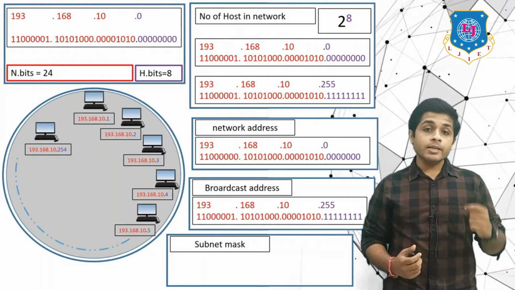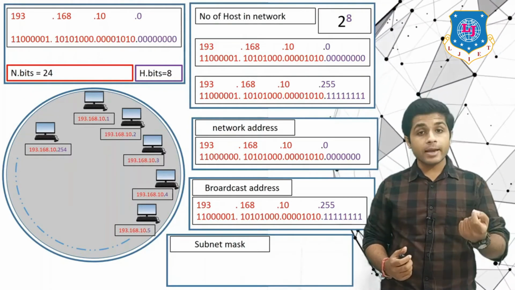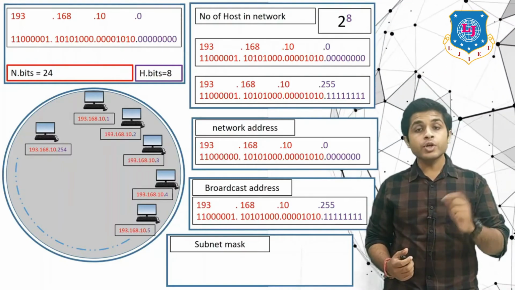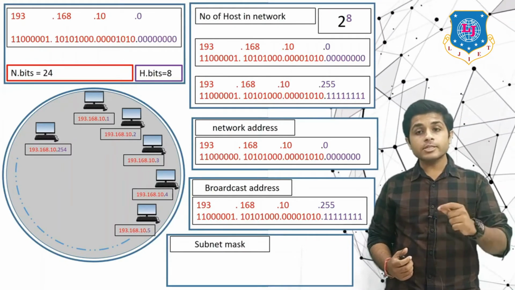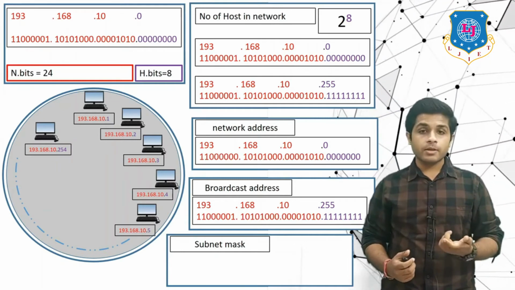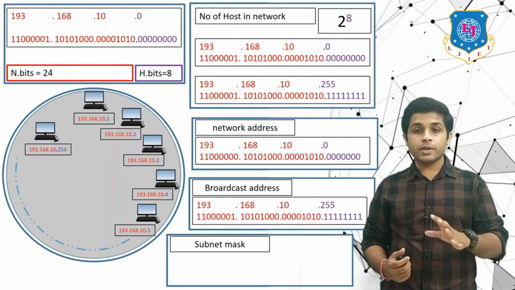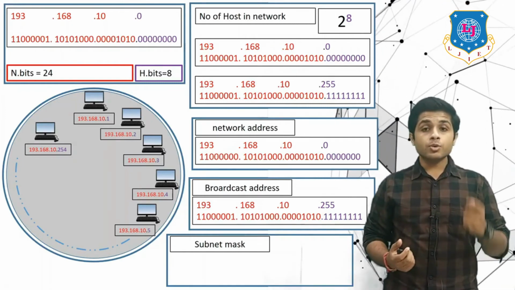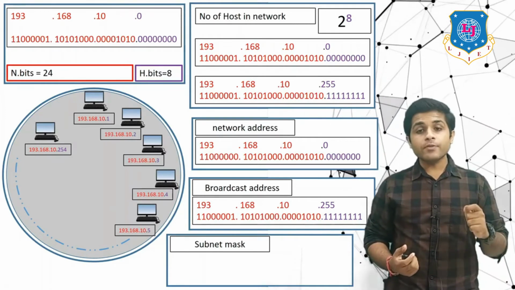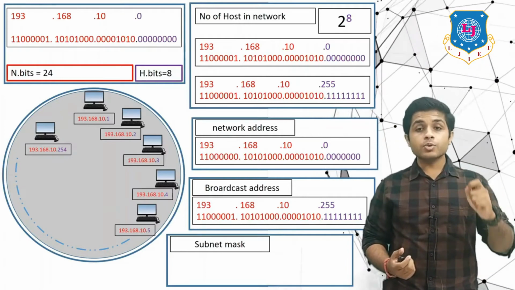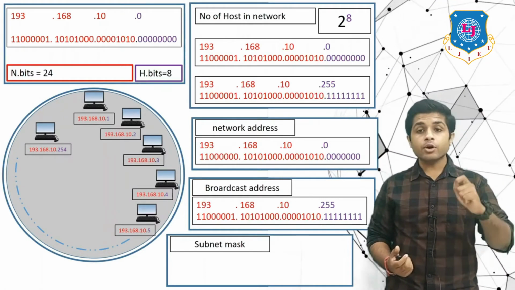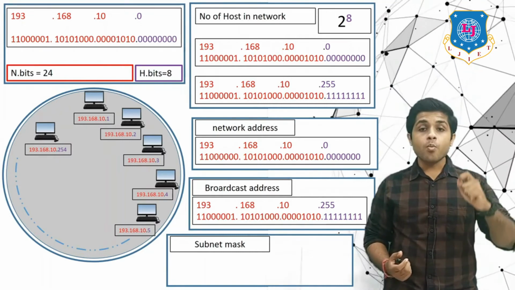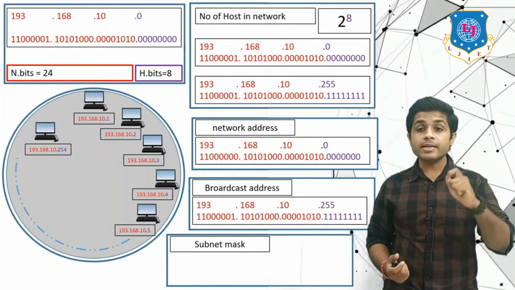Now let's increment 1 to the last usable address. So if we increment 1 to the last usable address, which is 193.168.10.254, you will get 193.168.10.255. So that is the last address of the network, which is the broadcast address. Let's further increment 1 to the broadcast address. So if we increment 1 to the address 193.168.10.255, you will get 193.168.11.0.